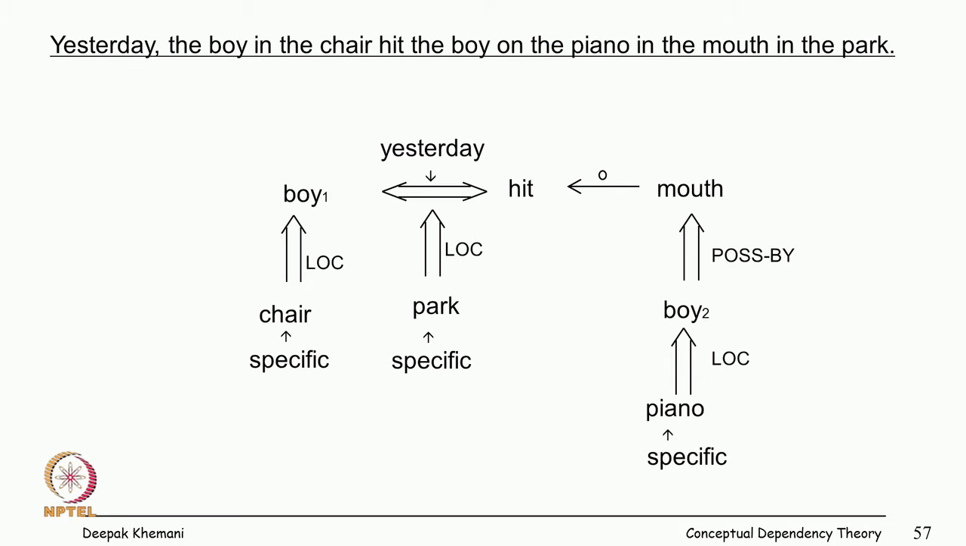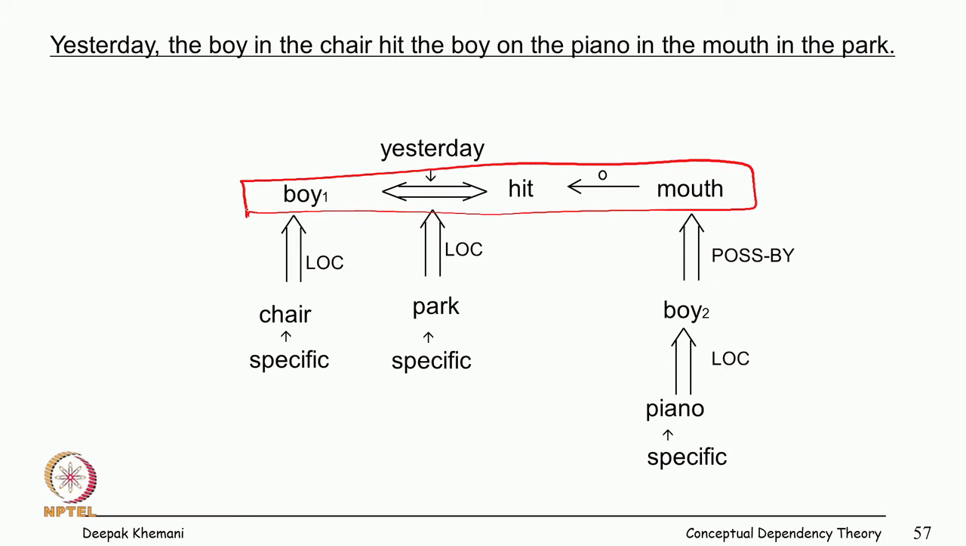So, if you wanted to model this, yesterday the boy in the chair hit the boy on the piano in the mouth in the park. So, as you can see, the basic high level conceptualization is the act of hitting, which we have said is not a basic CD act, but we know that we can model hit, and we will see that a little bit later using propel and move and things like that. So, the high level act is that the boy hit the mouth essentially. Whose mouth? The mouth possessed by the other boy essentially.